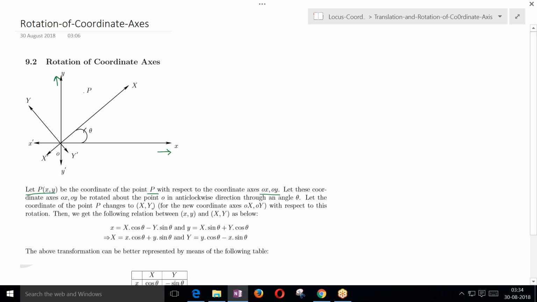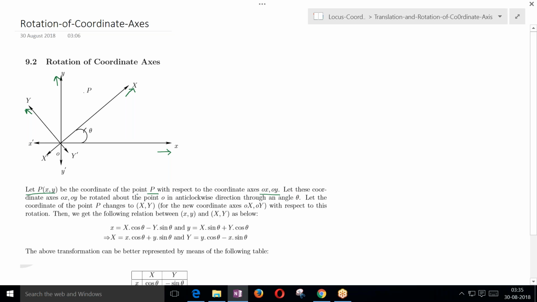Let this coordinate axis OX, OY be rotated about the point O. So this is the point O. About that point O, it has been rotated in the anti-clockwise direction. Which direction is anti-clockwise? This direction is anti-clockwise. In the anti-clockwise direction, the coordinate axis has been moved, and due to this movement, or rotation, we get a new coordinate system, capital OX and capital OY. You got a new coordinate system.